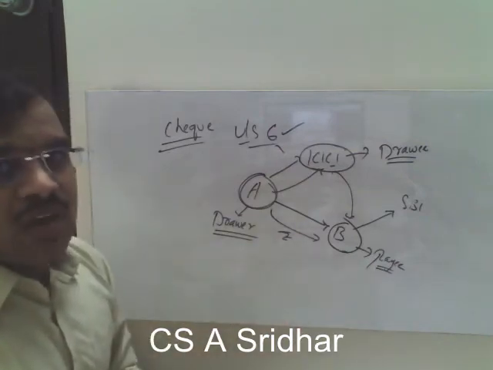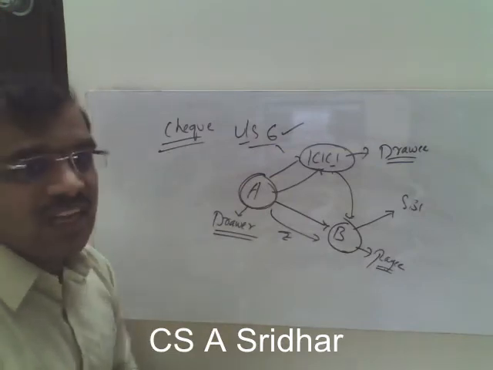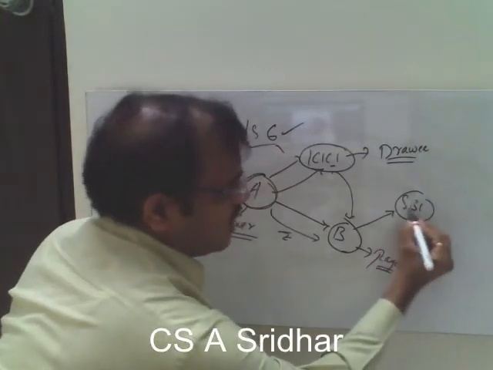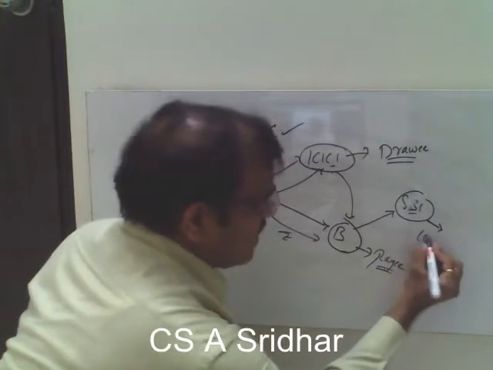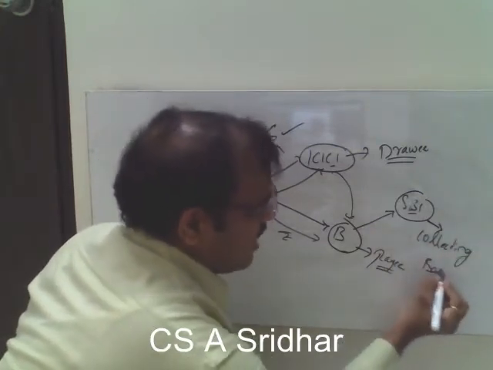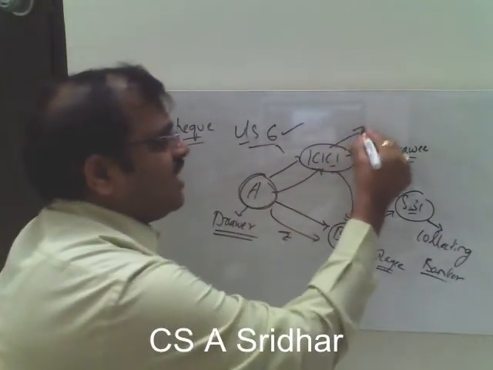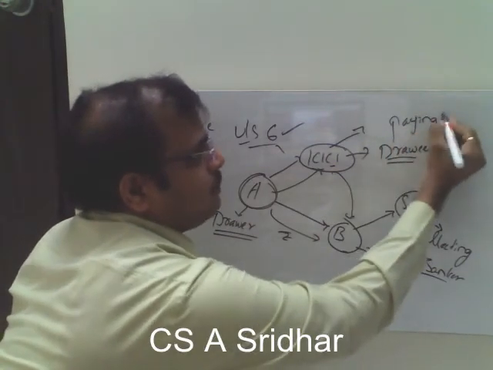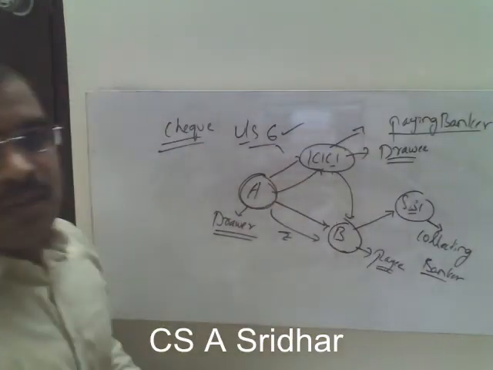Mr. B is having an account with SBI, imagine. If he is having an account with SBI, then he is going to deposit the check with SBI. In this case, SBI is called the collecting banker. And ICICI, which is making the payment, is called the paying banker.